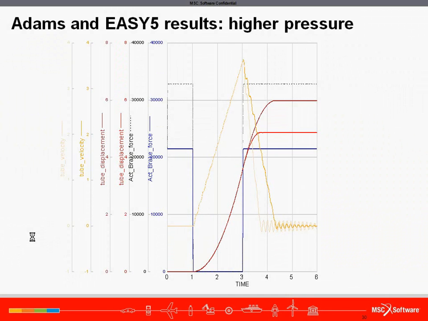However, you can also see that the magnitude of the velocity oscillation, which is the really light orange line there, also increased in magnitude when we upped the higher pressure.